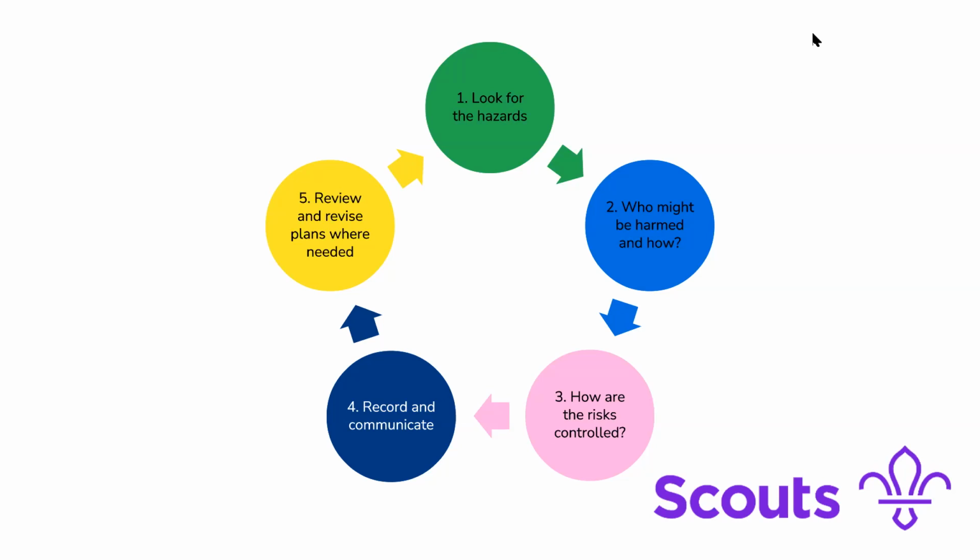The third step is, how are the risks controlled? How are we mitigating these risks to try and prevent them from being too dangerous? And it's not about removing the risk, because that's often not possible with wanting to do the activities you want to do, but more about controlling it and reducing it.